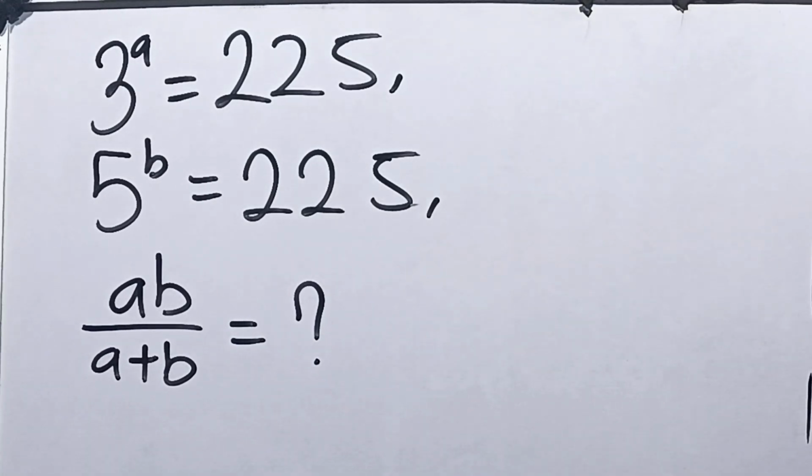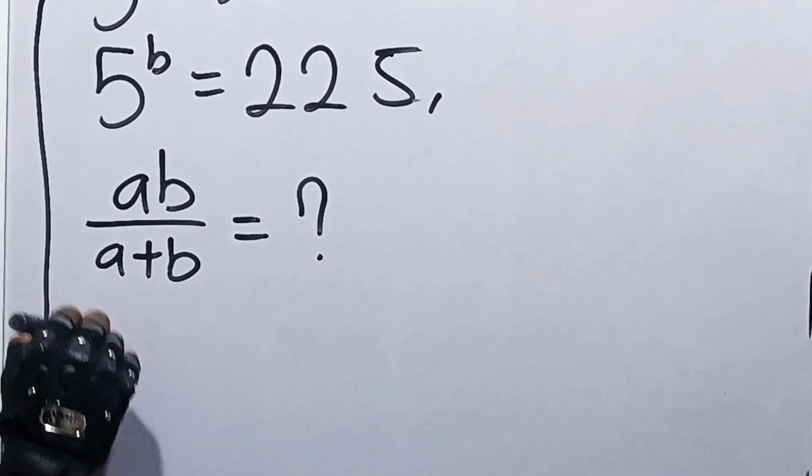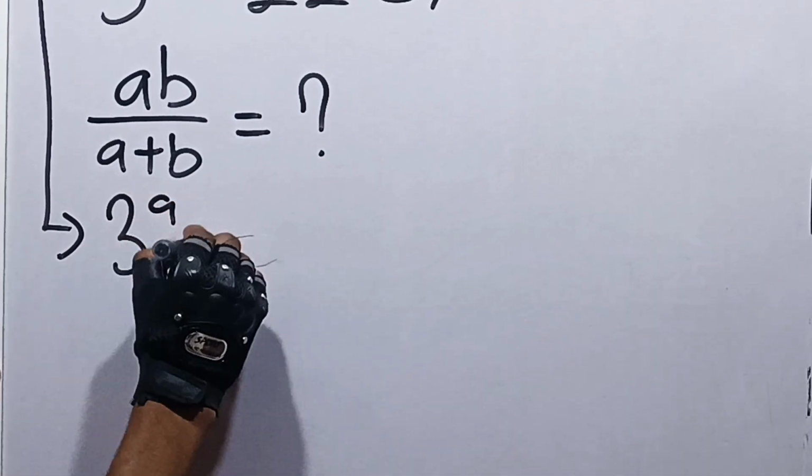Let's solve this together. It says 3 raised to the power a is equal to 225, and 5 raised to the power b is equal to 225. We're going to solve for ab divided by a plus b. Okay. First things first, we can take this first equation. It says 3 raised to the power a is equal to 225.